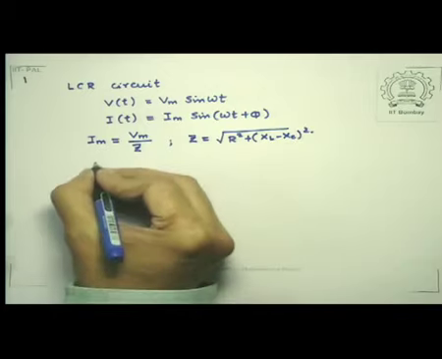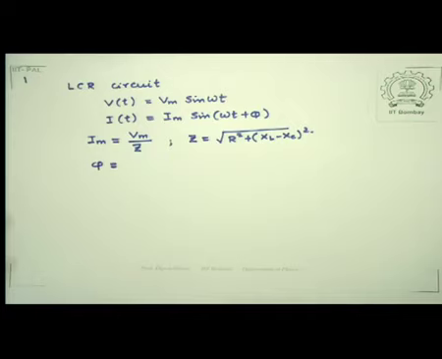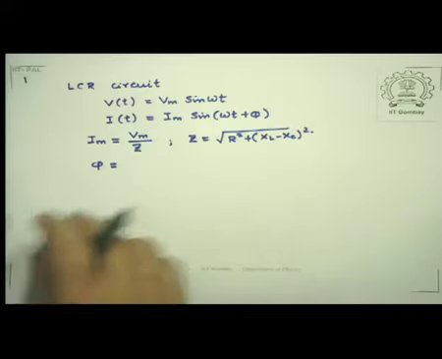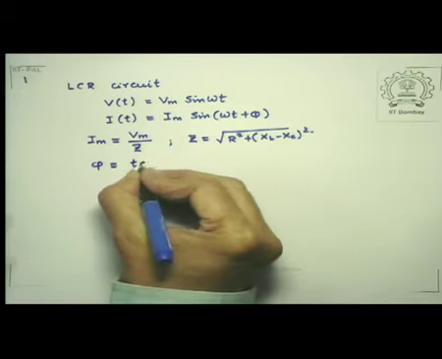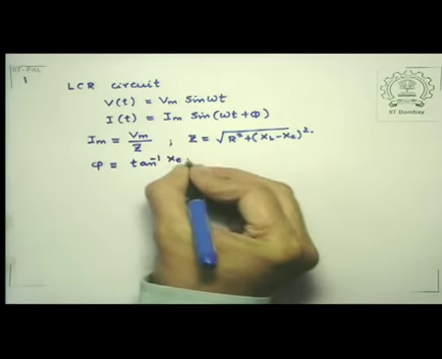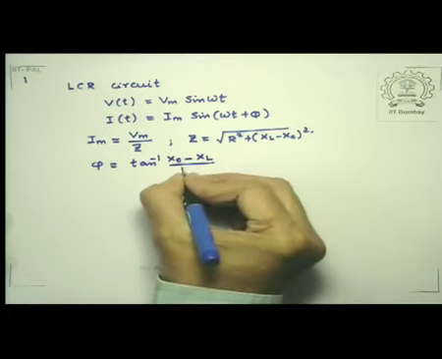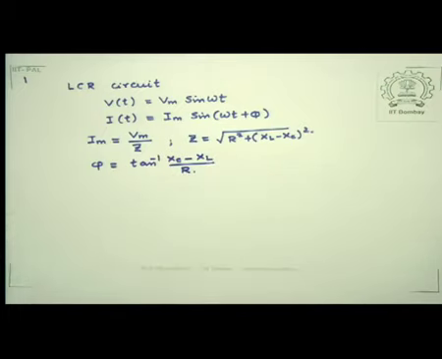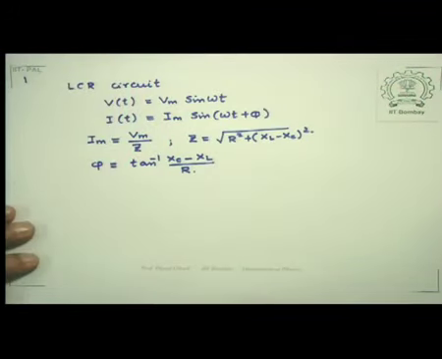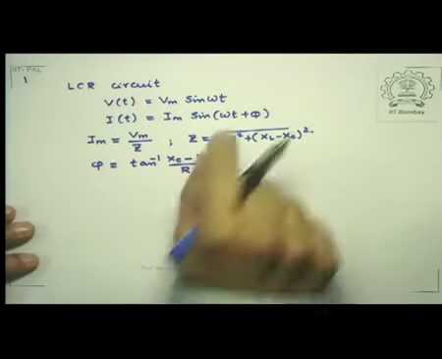the phase difference between the current and the voltage, actually in this case the amount by which the current leads the voltage in phase, is given by tan inverse of XC minus XL divided by R. We had pointed out that for a capacitive circuit the current leads the voltage, while for an inductive circuit the current lags the voltage.